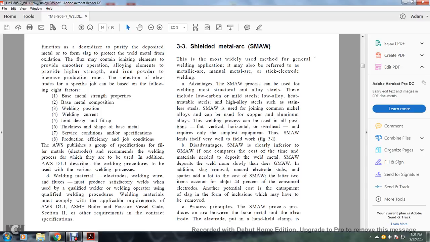Later, 2 of the items account for about 44% of the consumed electrodes, and other potential costs is the entrapment of the slag and other forms of inclusion which may have to be removed.